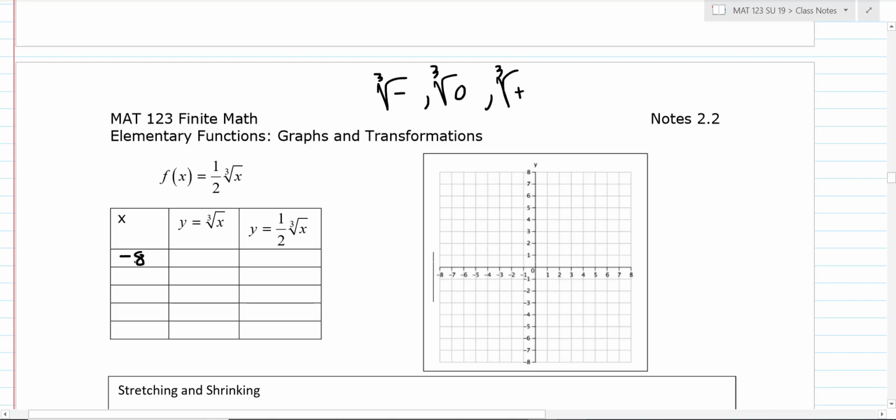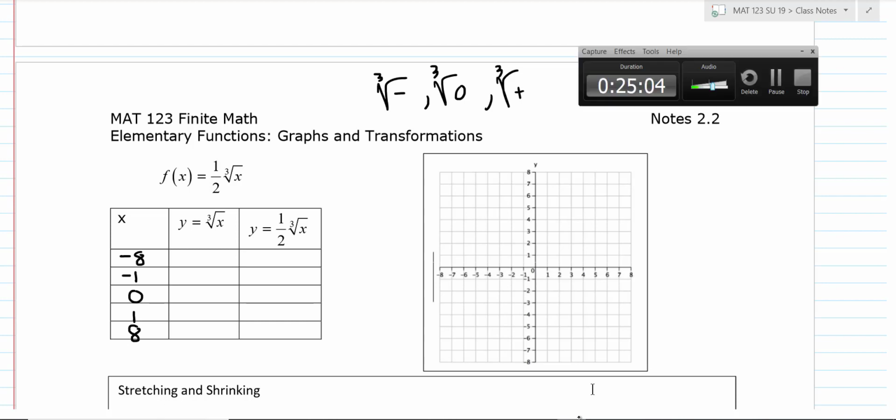So I'm going to suggest you use these numbers. Negative 8, because the cube root of negative 8 turns out to be a whole number. Then use -1, 0, 1, and 8. Go ahead and fill these out, and then do those two graphs and see kind of what you think it's doing. See if you can figure out how you would describe that transformation.